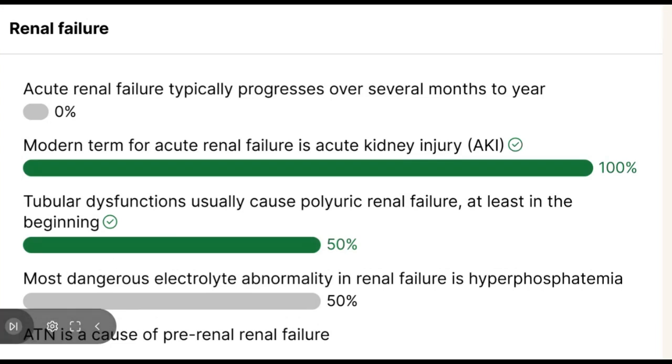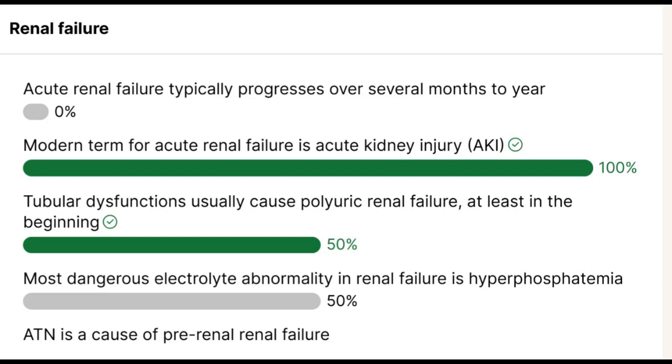Okay, so regarding this question, it doesn't take several months to a year. It actually happens within days. That is acute renal failure. As for the modern terminology, yes, it is in modern literature called acute kidney injury, and tubular dysfunctions do cause polyuric renal failure. If you remember, the function of the tubules is reabsorption of whatever's in the urine. So if it isn't reabsorbed, it basically goes out much quicker. So if there's tubular dysfunction, it would lead to polyuria, at least in the beginning.